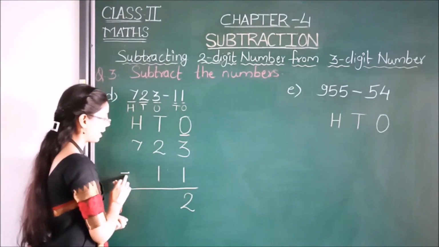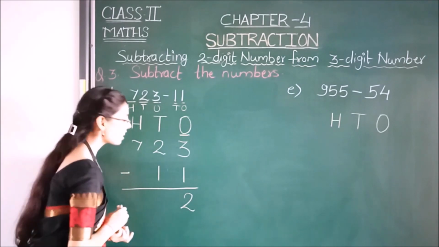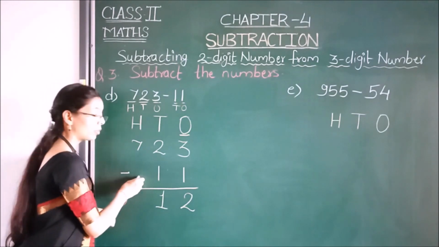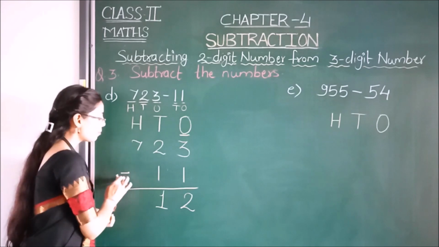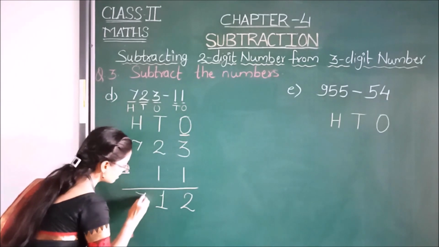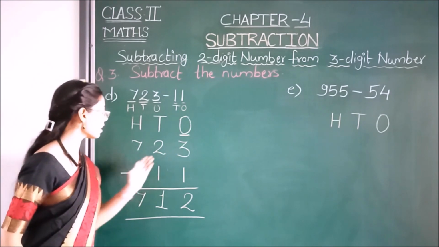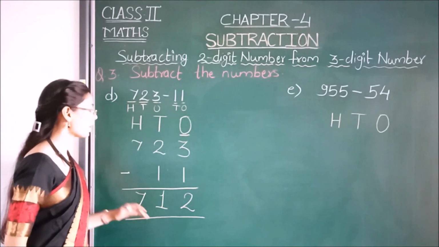Then 2 minus 1. How many fingers are there? 1. Now 7. We don't have any number here, so we will consider it as 0. 7 minus 0 is 7. So 723 minus 11 is equal to 712.